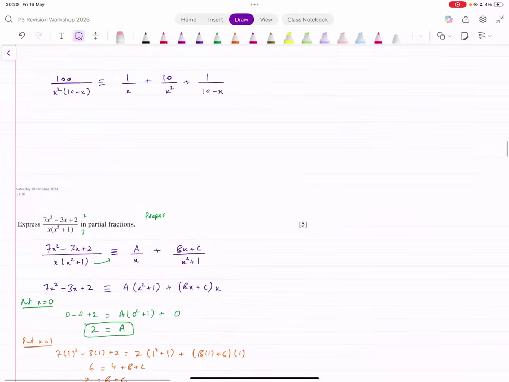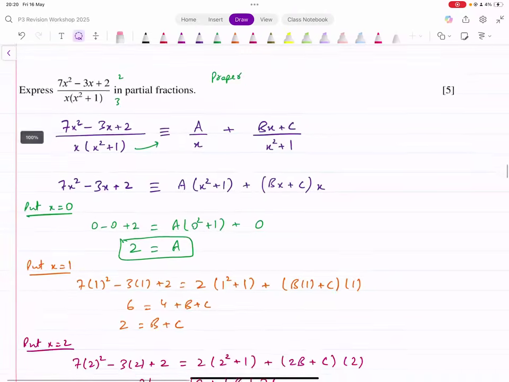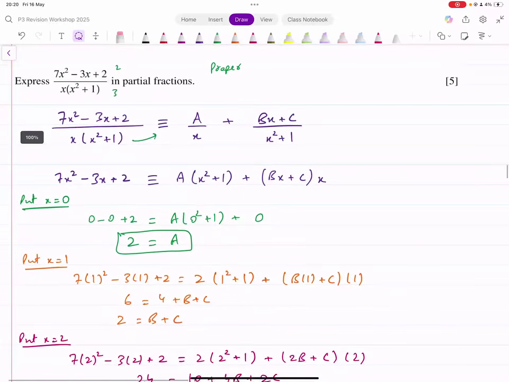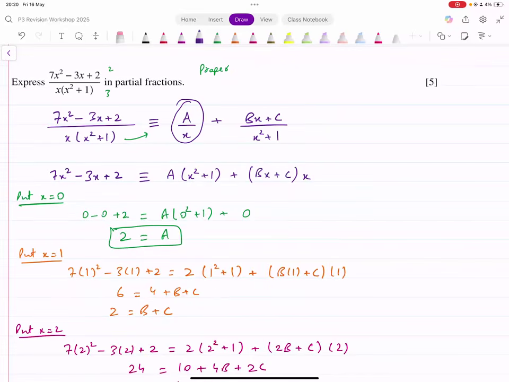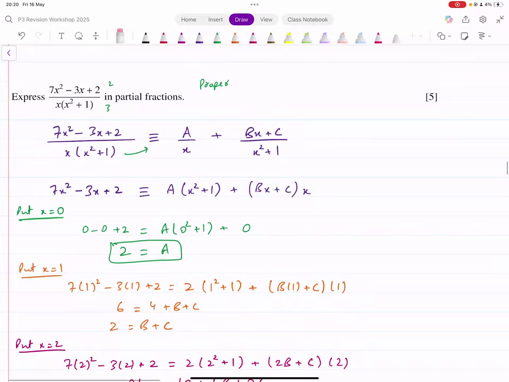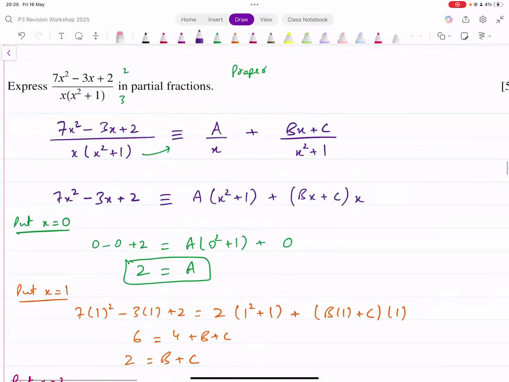Okay, let's have a look at this example. Now, what about this? This is 7x squared minus 3x plus 2 over x into x squared plus 1. You've got a linear factor, non-repeated linear, a over x is the form that we have for that. X squared plus 1, that's a quadratic factor. For that, we have bx plus c in the numerator. Now, in this case, you see what's happening. When we multiply the denominator on the right side, this is what we end up getting on the right side.